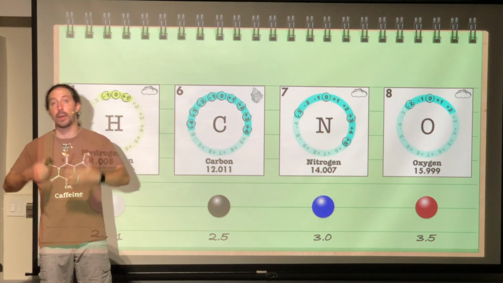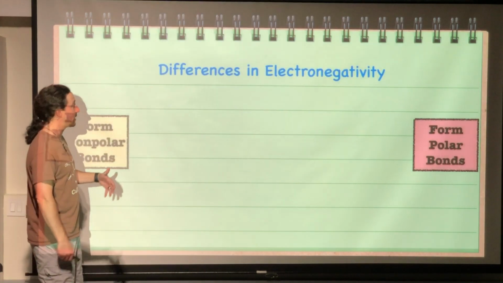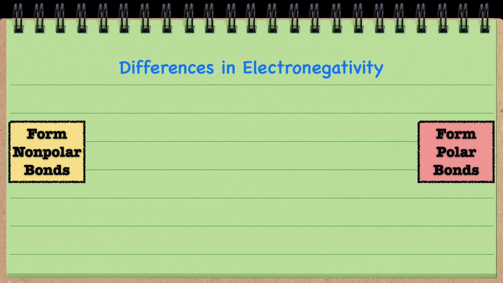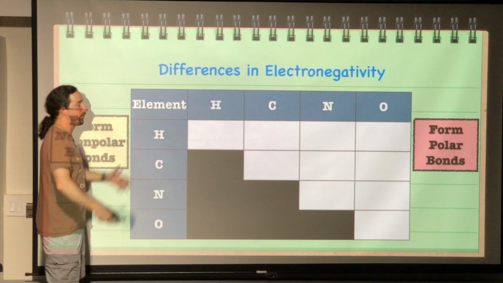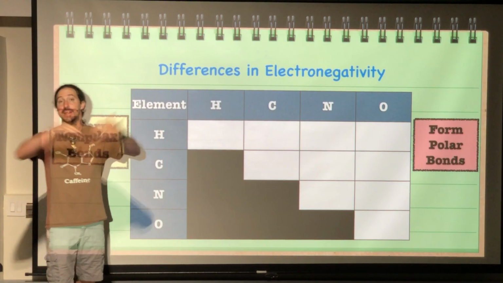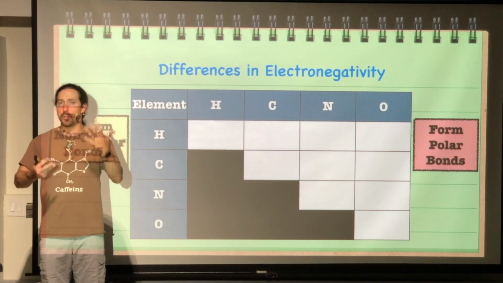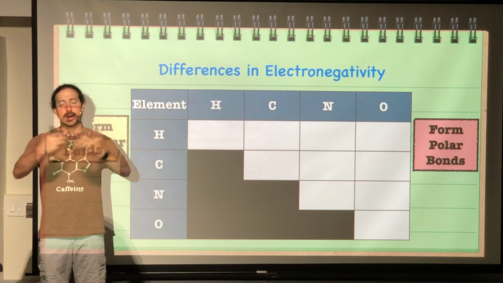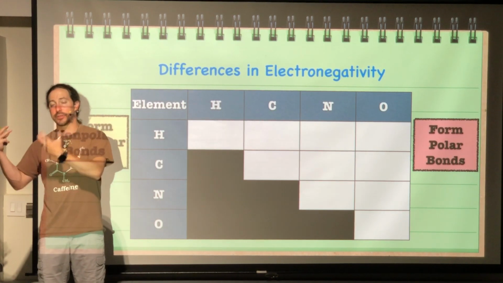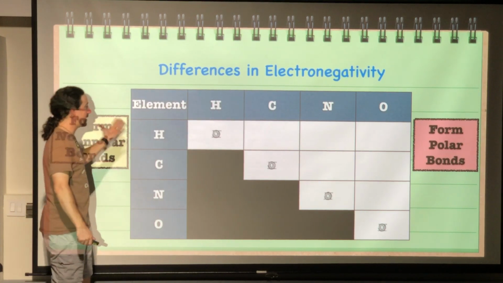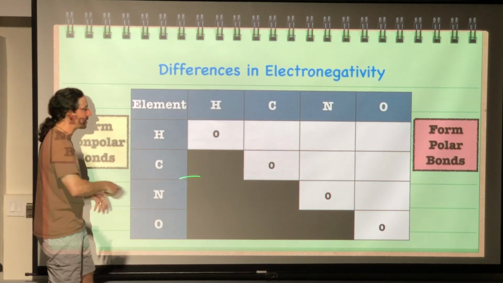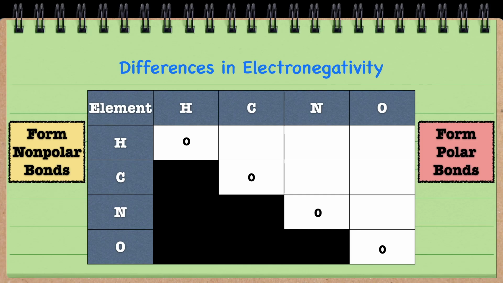And the way we calculate a bond with this is we just calculate the difference between the electronegativities of the two elements. So if we take our elements and we make a little grid, obviously, an element bonding with itself, there is no difference in electronegativities, so there would be no difference in polarity, right? Because each hydrogen atom would have the exact same electronegativity as every other hydrogen atom. So the difference between the two would be 0. Carbon to carbon, 0. Nitrogen to nitrogen, 0. And oxygen to oxygen would be 0. There is 0 difference in the electronegativity of one element bonding with the exact same element.